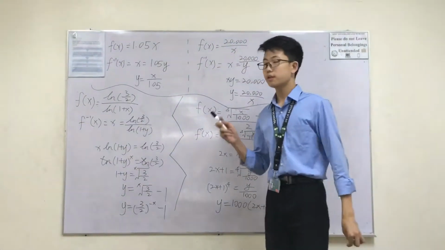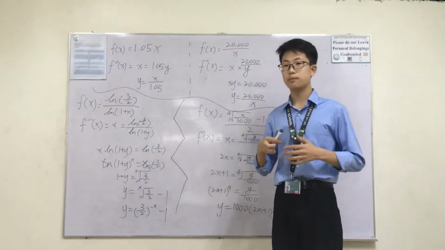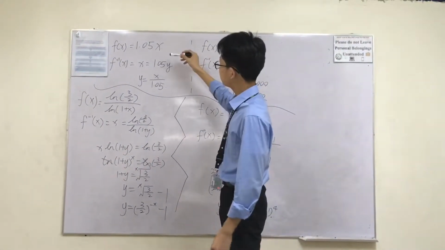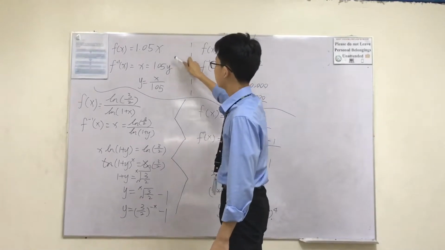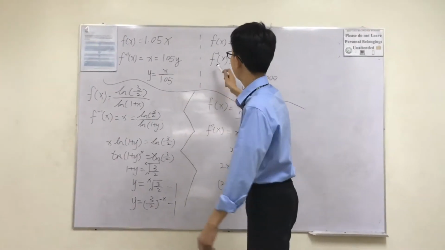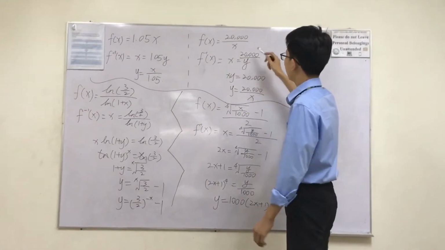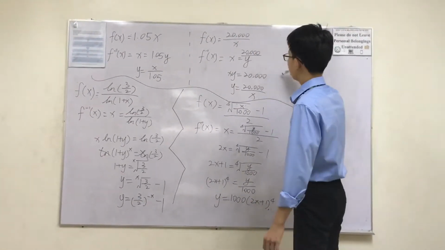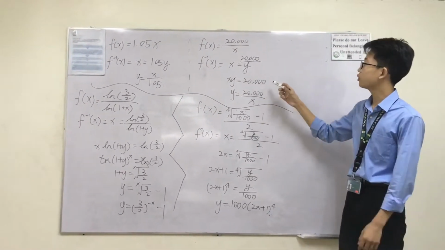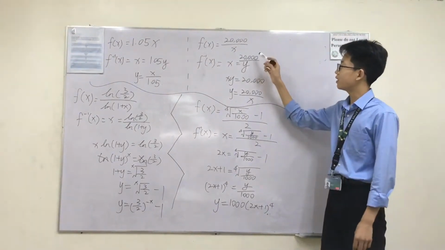Okay, here is the inverse of all the functions that we have talked about a while ago. As you can see, this is the linear function, and its inverse function is y equals x over 1.05. The next one is the rational function, and you'll notice that here the inverse function is the same as its original function.